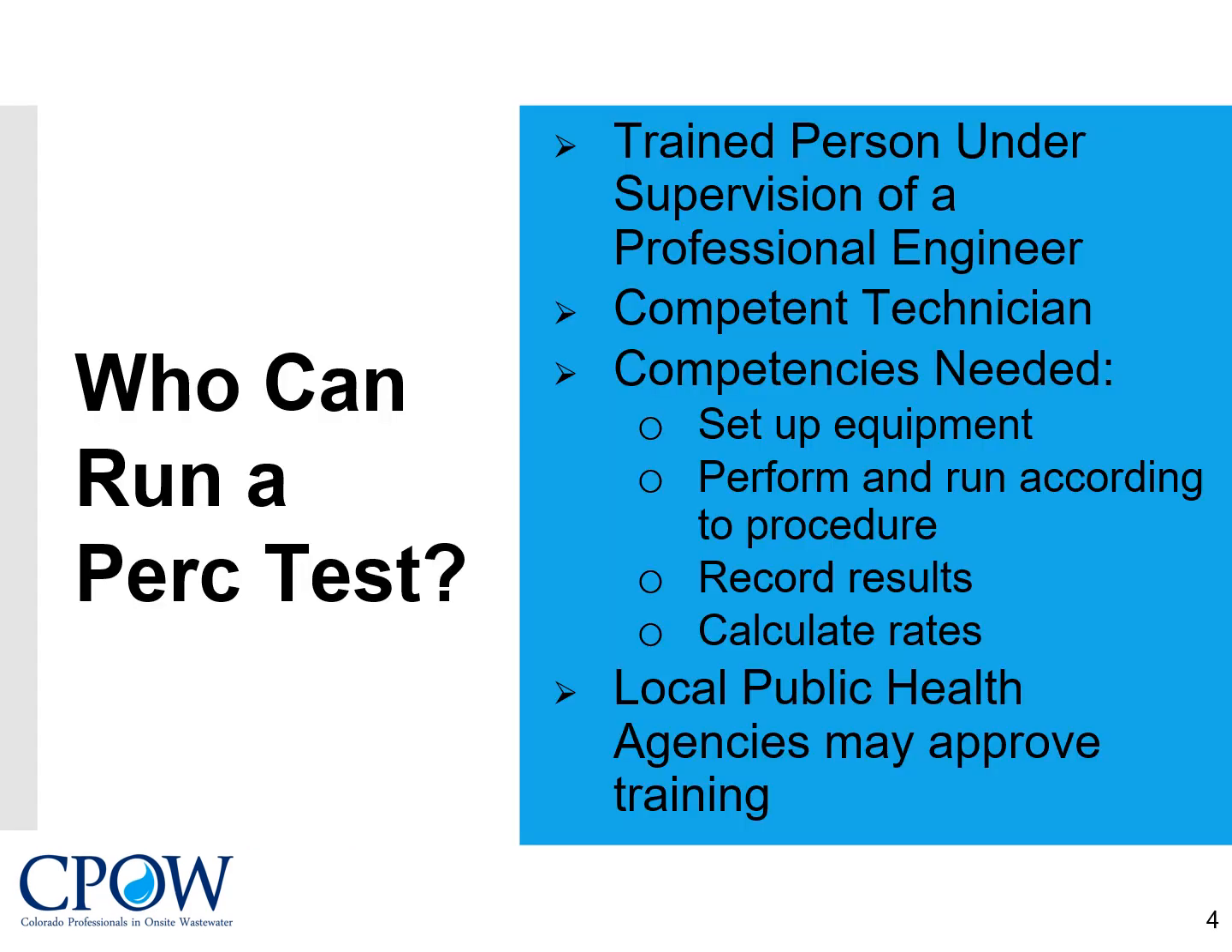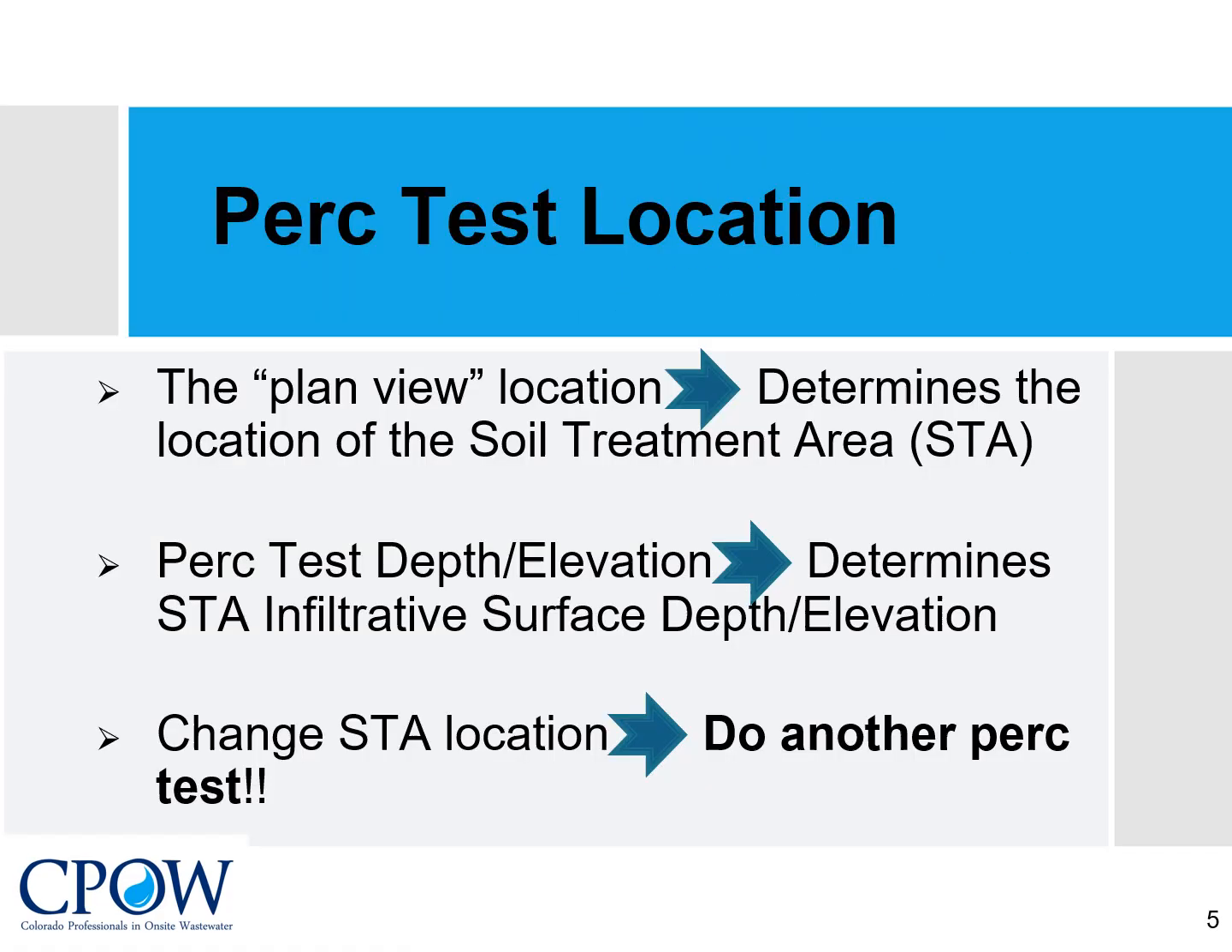Regulation 43 outlines who can perform a percolation test. A professional engineer, a trained person under the supervision of a professional engineer, or a competent technician may perform percolation tests. Competencies needed include setting up equipment, performing and running the tests according to the procedure outlined in Regulation 43, recording results, and calculating rates. Local public health agencies may approve training.